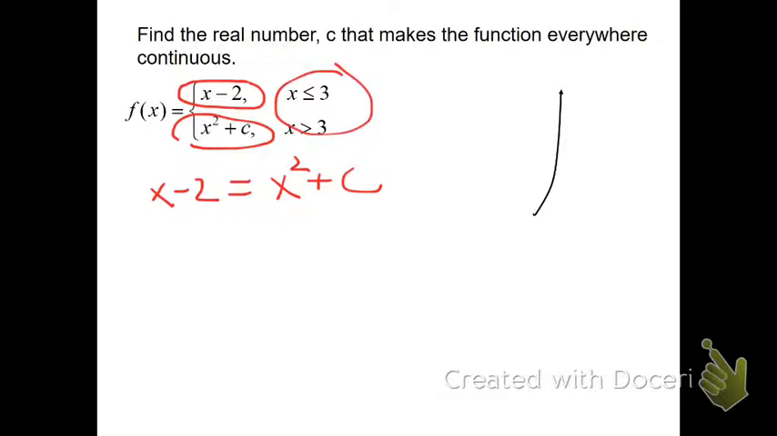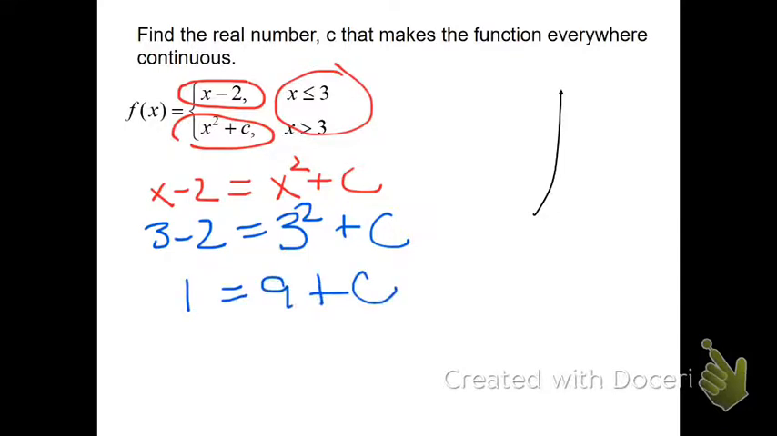So basically, we just need to plug in the 3 to both pieces of this function. Okay, so I'm going to plug in that x is 3 here, and I'm going to plug it in here. And now it's really easy to solve that. That's the main idea, and you don't really have to show that step. So you get 1 equals 9 plus c, so c would have to be negative 8.